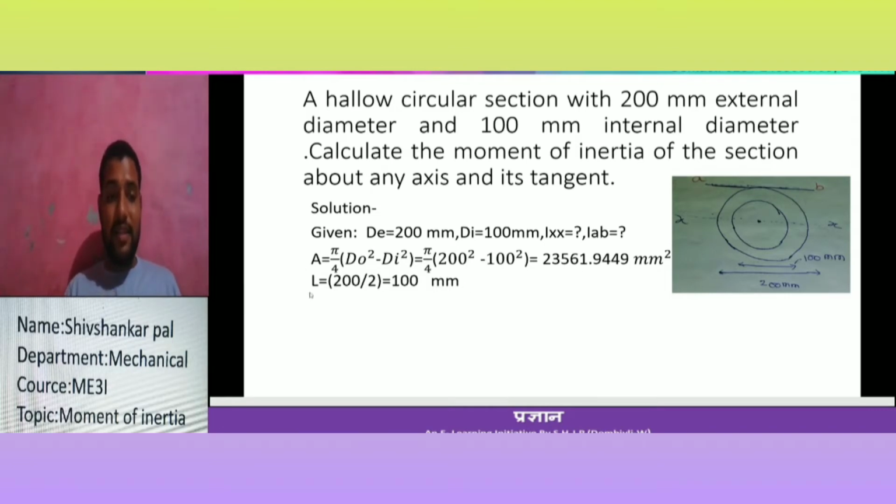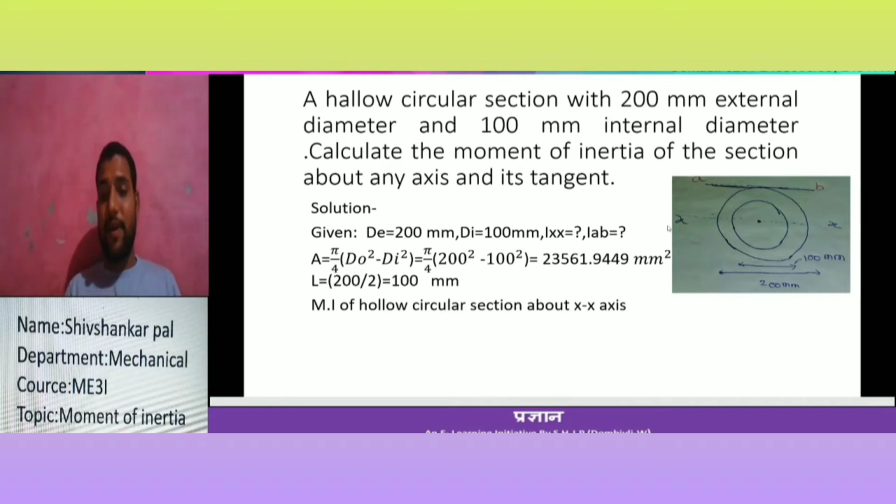L is the length from the centroidal axis to our tangent axis, which is the outer radius. Outer radius is equal to the diameter divided by 2. Diameter is 200, divided by 2 is 100 mm. Then we find the moment of inertia of the circular section about the x axis.